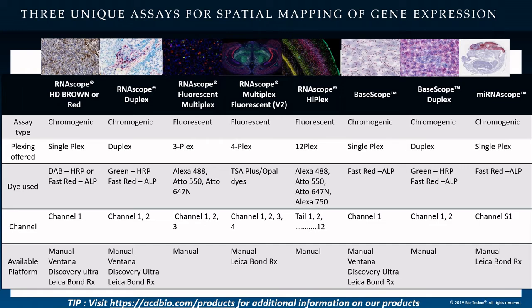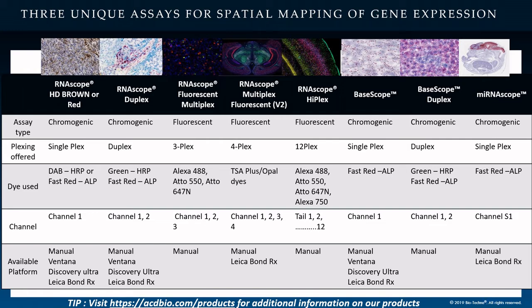Our BaseScope assays target shorter sequences, such as splice variants, as I mentioned before, and this is available as singleplex or duplex chromogenic. And then I mentioned our newest assay was the microRNAscope assay, which is available as a singleplex chromogenic, targeting sequences from 17 to 50 nucleotides.